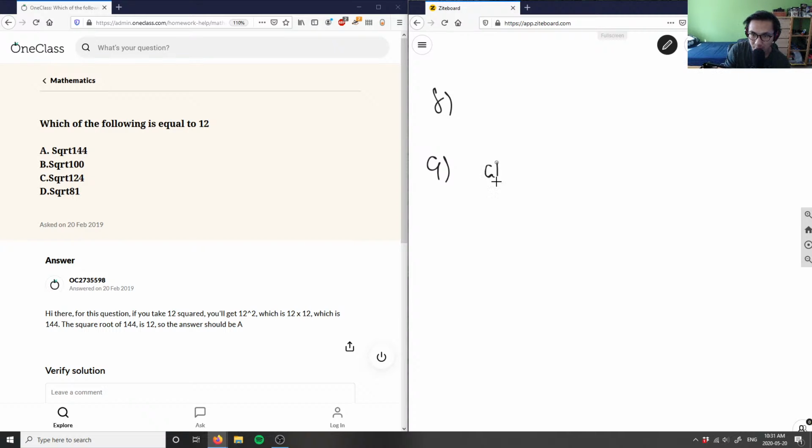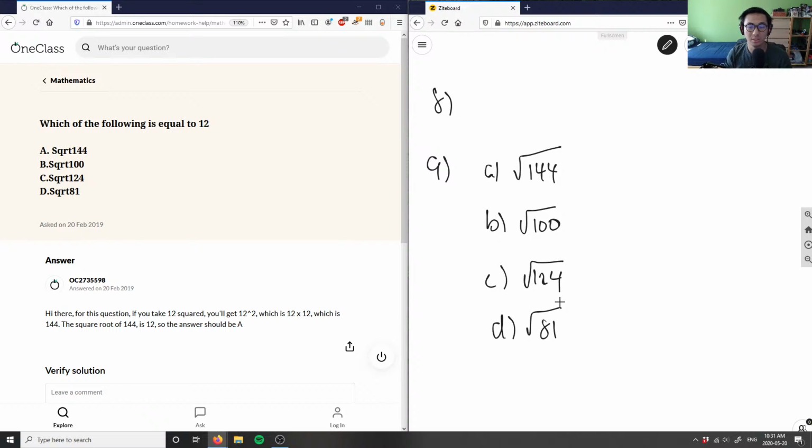So I have 4 options here. I have the square root of 144, the square root of 100, the square root of 124, and the square root of 81. Well, right off the bat, we can actually get rid of 2 of these numbers, right? We know 2 of these square roots. Square root of 100, we know this guy equals 10. So we can say immediately B is the wrong answer. And square root of 81 here is equal to 9, right? And this here is the wrong answer.